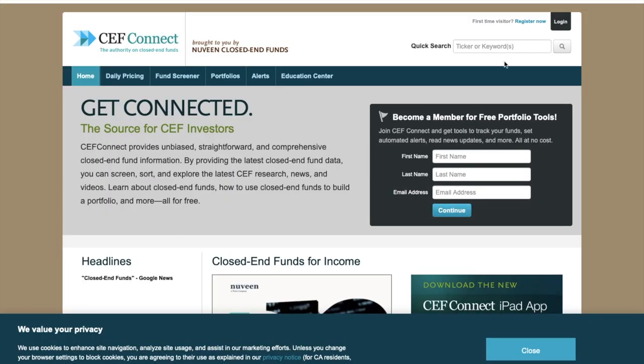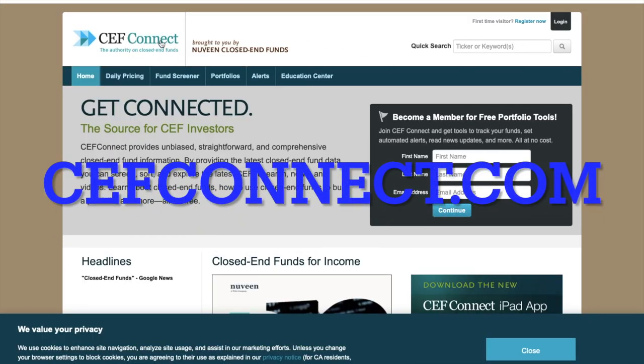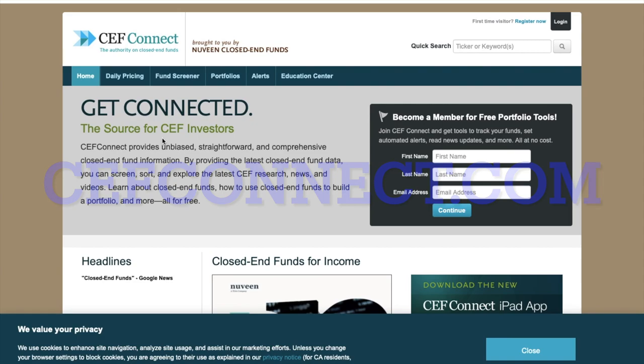Okay, so when I get to this website, you'll see that it's talking about the source for CEF investors, and this stands for closed-end funds. It says CEF Connect provides unbiased, straightforward, and comprehensive closed-end fund information. If you look at this menu, it says daily pricing, fund screener, portfolios, alerts, education center. Normally I'll just go up here at the top and search for a specific CEF.